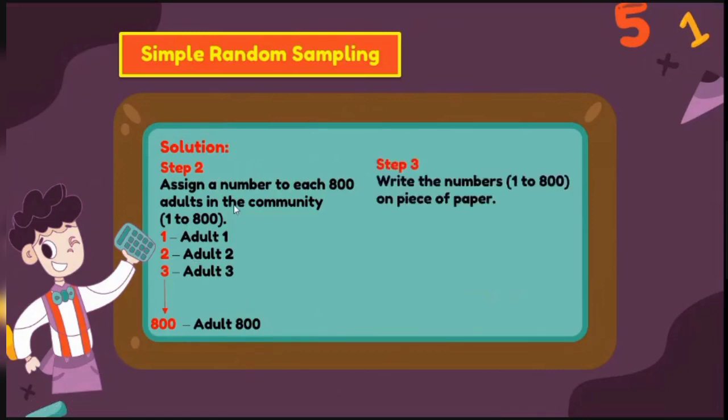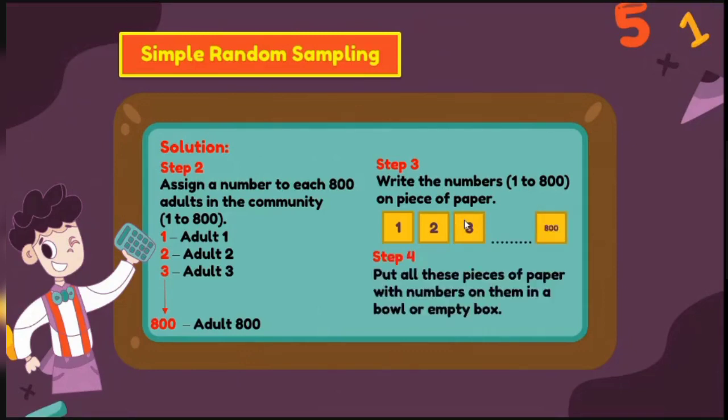So, for step number 3, write the numbers from 1 to 800 on a piece of paper. So, you have 1, 2, then up to 800. Then next one, for step 4, you have to put all these pieces of paper with numbers on them in a bowl or empty box. So, we will apply na yung concept ng lottery method in knowing yung mga specific persons natin or individuals na magiging part ng research natin or respondents natin.